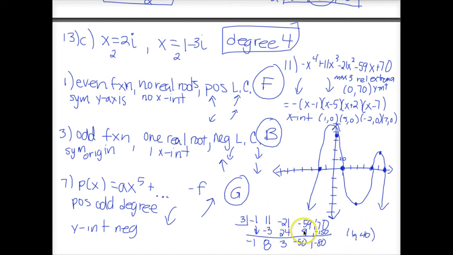Again, if you list the points, so if you list (3, -80), you don't have to necessarily label them on the graph. If you prefer to label them on the graph, that's perfectly fine.